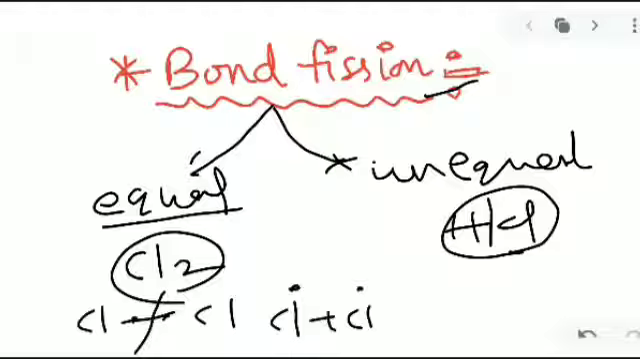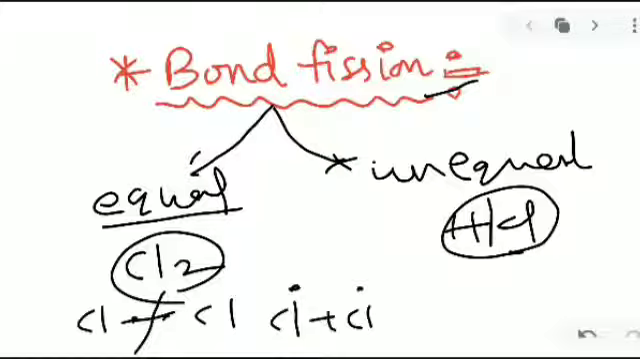The cleavage itself produces free radicals. They are separated, without distribution and without fighting. So this is an equal bond fission. Bond fission means the breakage of the bonds between the two atoms, and the atoms can be different or the same. Okay, so this is the same.